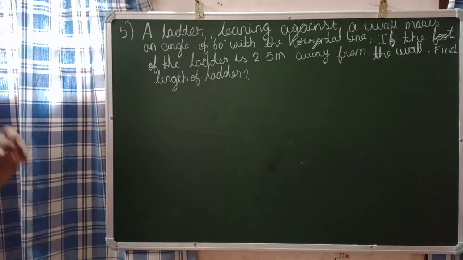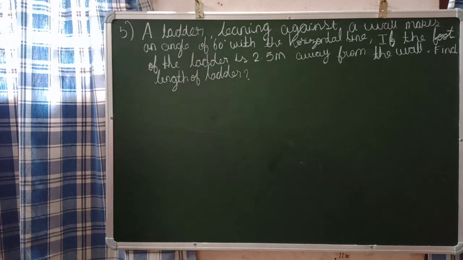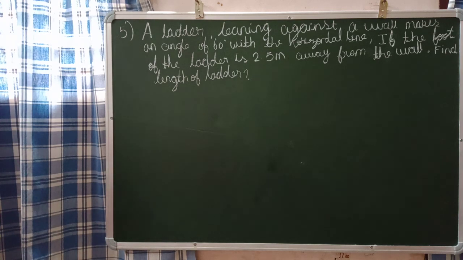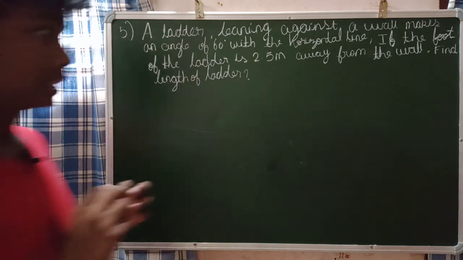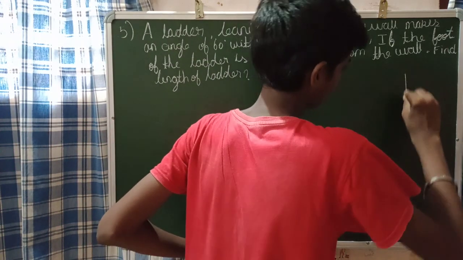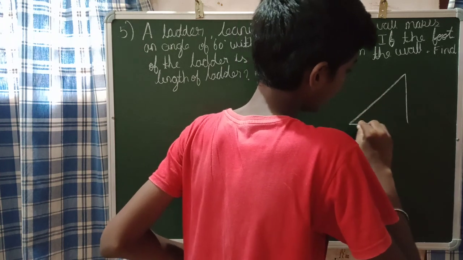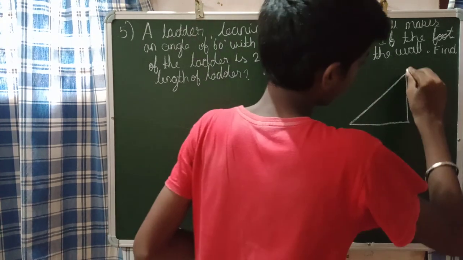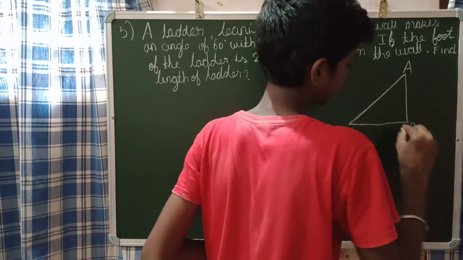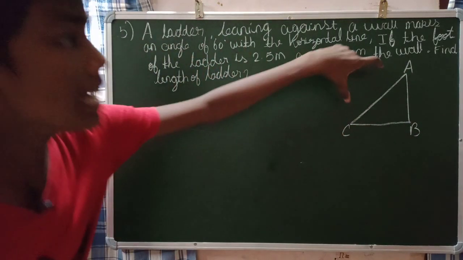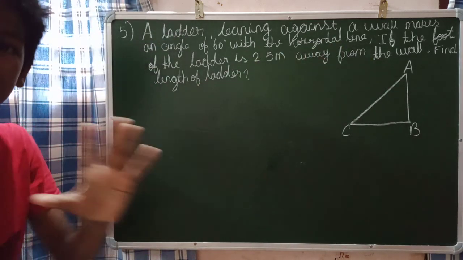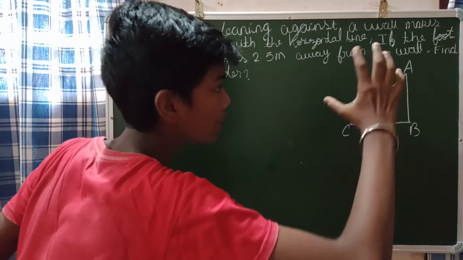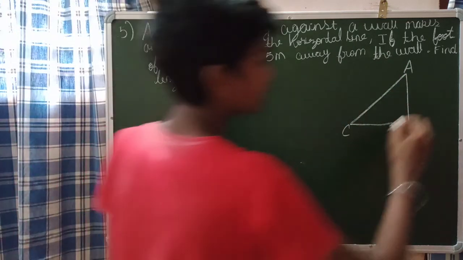Our next question is, a ladder leaning against a wall makes an angle of 60 degree with the horizontal line. If the foot of the ladder is 2.5 meter away from the wall, find the length of the ladder. So guys, directly you can say that this is an application of trigonometry question. So let me draw a right angle triangle. So this is the right angle triangle that I drew. Okay. A, B, C. Now this AC length is nothing but the ladder's length. This AC is only the ladder's length. And this AB is nothing but the wall.